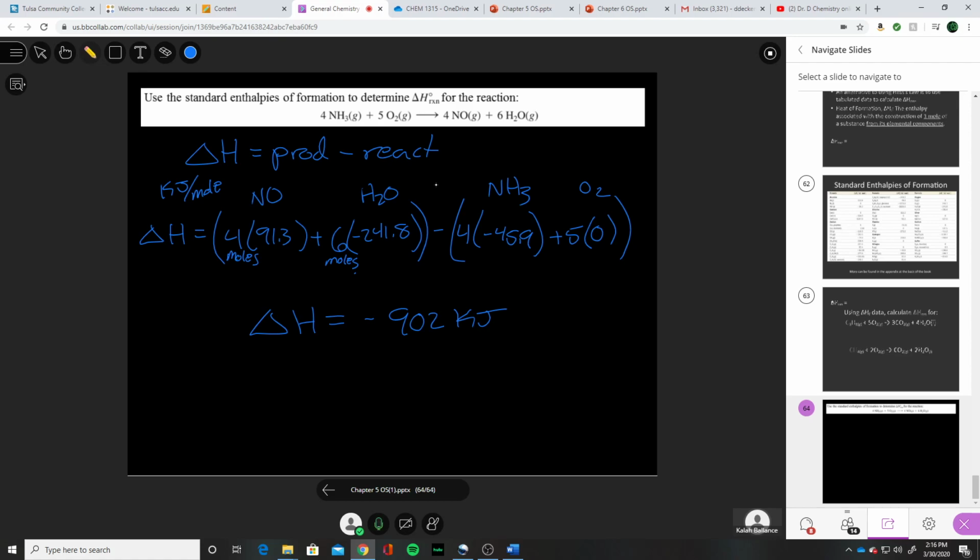So this is definitely something that I would expect you to be able to do on the exam, where I just give you a reaction and just say, find delta H for the reaction. And all you would have to do is just exactly what we did here. Products, their numbers from the appendices multiplied by their coefficients, minus the reactants, where it's just the same thing. The number from the appendix times the coefficients, and so products minus reactants gives you delta H for the reaction.